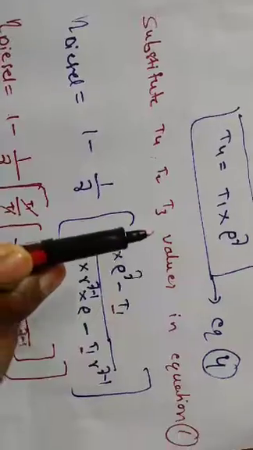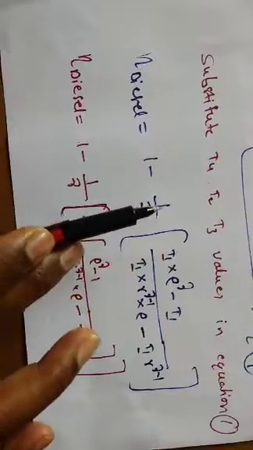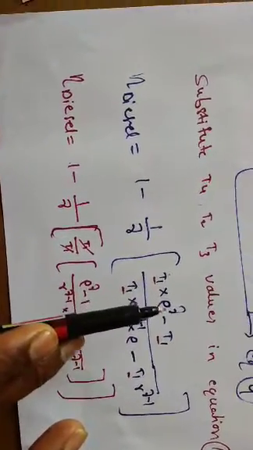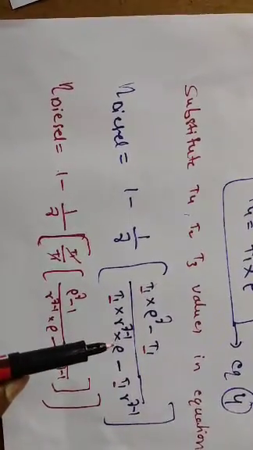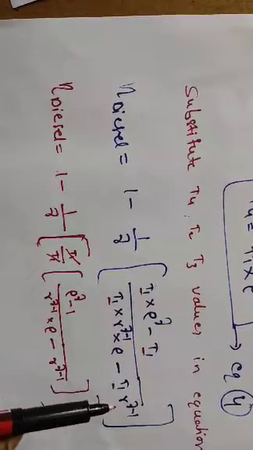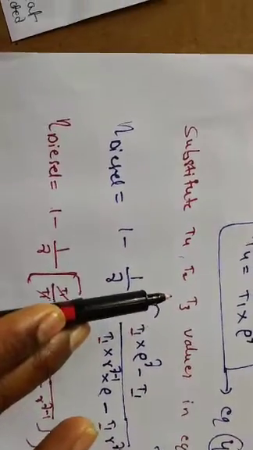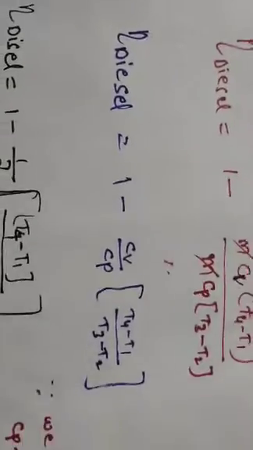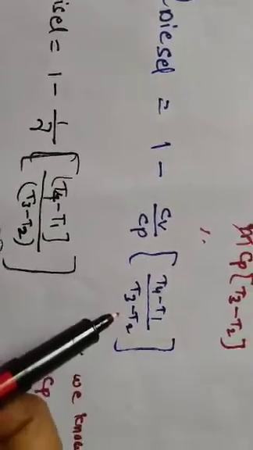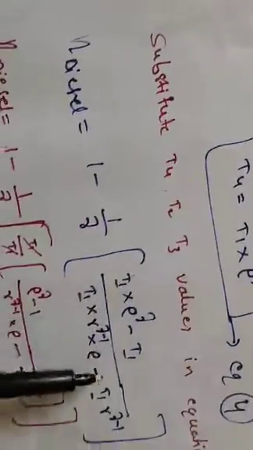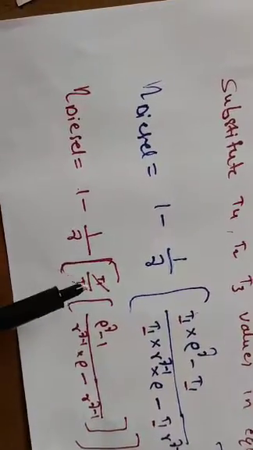Substitute the T4, T2, T3 values in equation number 1. You will get the thermal efficiency of the diesel cycle: 1 minus 1 by gamma, T1 into rho to the power of gamma minus T1, divided by T1 into r to the power of gamma minus 1 into rho minus T1 into r to the power of gamma minus 1. This is our equation number 1, so we substitute the T4, T3, T2 values in it. Here T1 is a common term; put it outside and it gets cancelled.